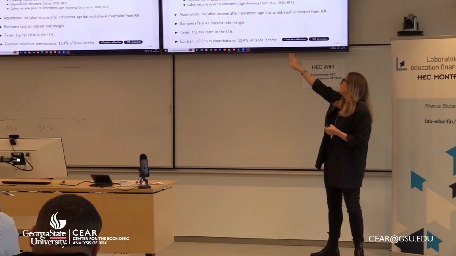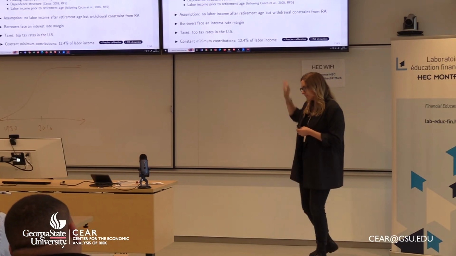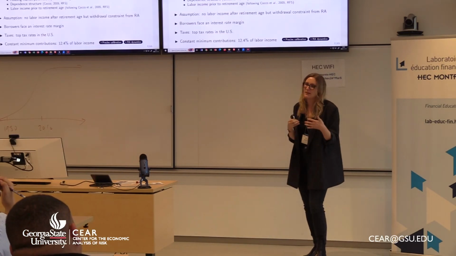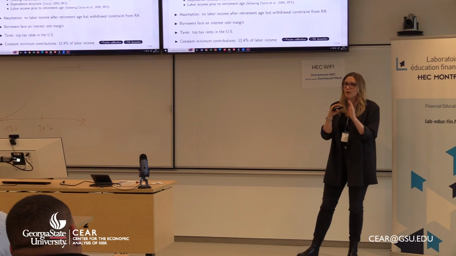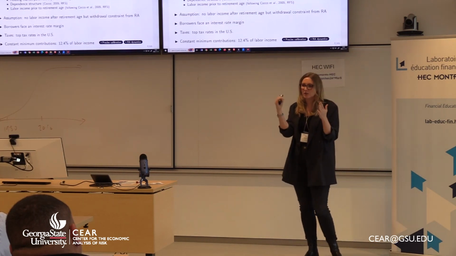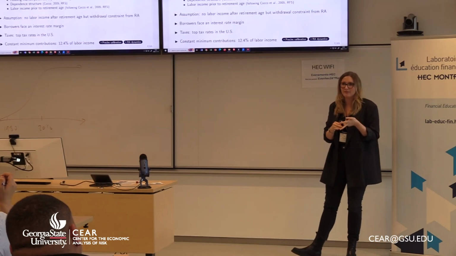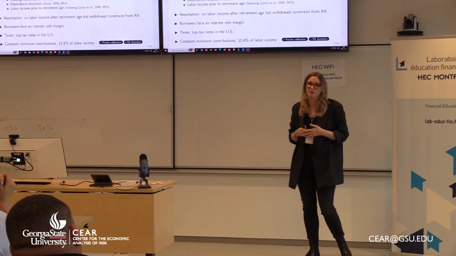In case you're not familiar with this specification of the labor income process, it means that labor income is stochastic, but it's composed of a deterministic component that's a polynomial function of individuals' age, educational attainment, and family composition, and then there are shocks to it.